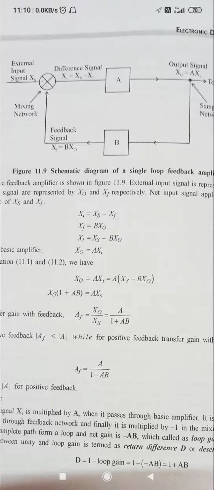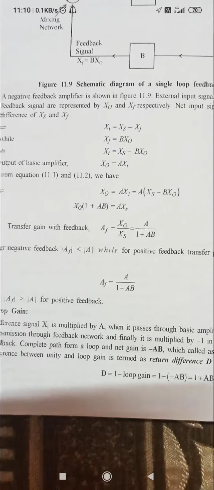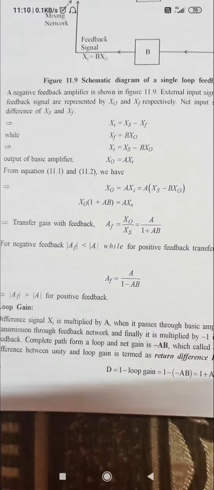So in this process we get the gain Af equal to A upon 1 plus A beta. In the case of negative feedback, our gain is reduced with respect to the basic gain of the amplifier. But in the case of positive feedback, Af is equal to A upon 1 minus A beta, where Af is greater than the normal gain A.